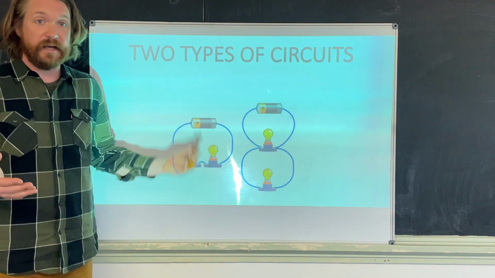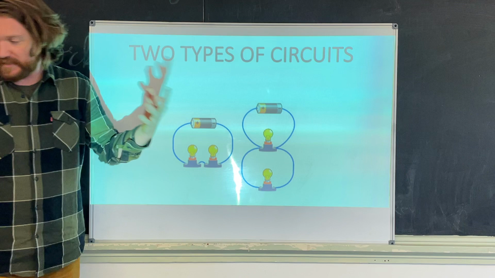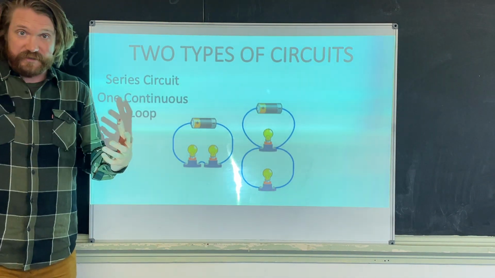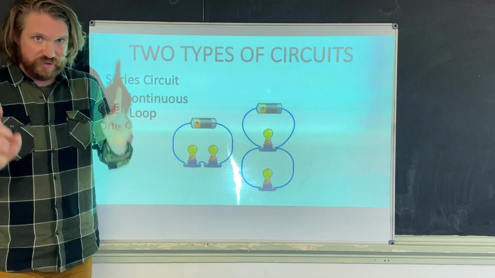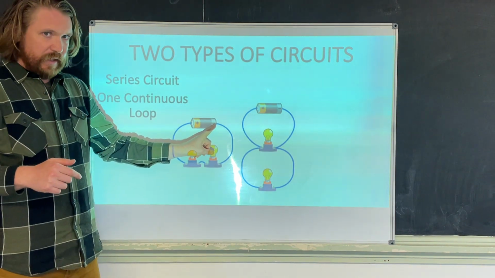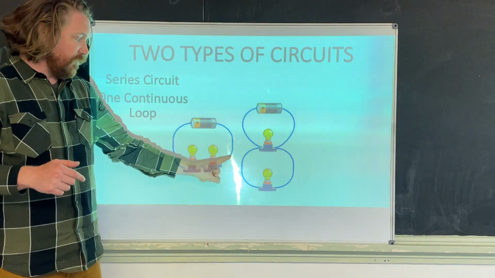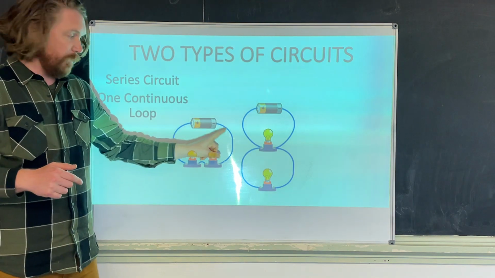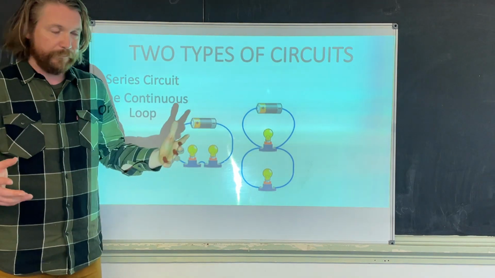And there's two main types of circuits. The one we're going to look at today is called a series circuit, and a series circuit is called a series because it is one continuous loop, okay? So what I mean by that is if you put your finger or your pencil at the negative end of the battery, if you follow the electricity through everything, you will never pick your finger up. It's just one big circle, okay?